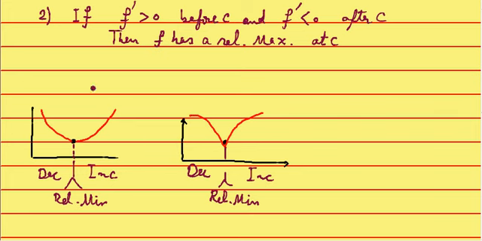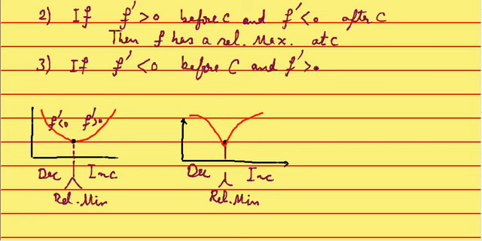So if we go ahead and say, if f prime is negative before C, that is, here as we come down f prime is negative, slopes are negative, and f prime is positive after C, then f has a relative minimum at C.